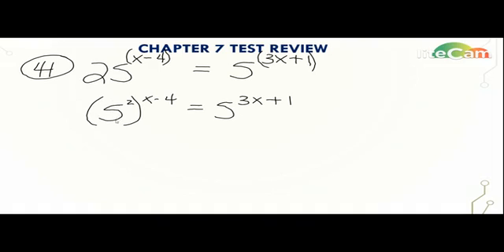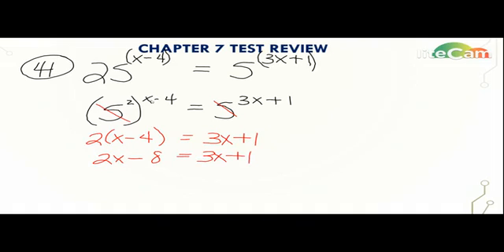I am simply saying 5 squared so that I can have the same bases, right? Once I have the same bases, then I can ignore the bases and I can go 2 times x minus 4 because those are exponents. If this is an exponent and this is an exponent, I have to multiply, right? And I have 3x plus 1, so I'm going to distribute. I'll get 2x minus 8 equals 3x plus 1. I'm going to subtract the 2x on the other side, which will give me an x. And then I'm going to subtract the 1, which will give me negative 9, so x equals negative 9.